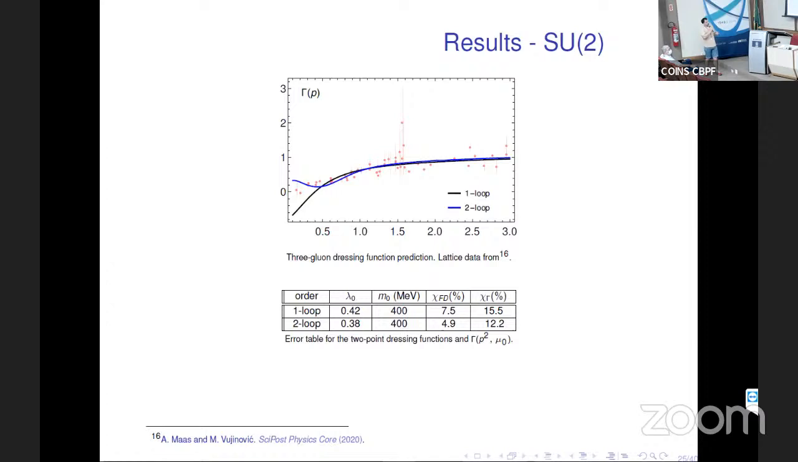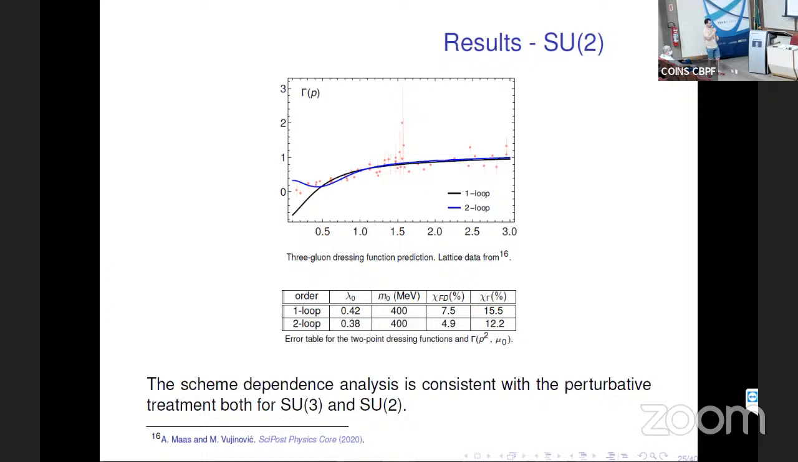The results for the SU2 group are quite similar to SU3. In this case, we do not observe significant differences between SU3 and SU2, right? Still, the error is a little bit larger, but it diminishes from one to two loop order. And we also estimated the scheme dependence and it is consistent with the perturbative treatment for both SU3 and SU2. In this case, the scheme dependence diminishes.